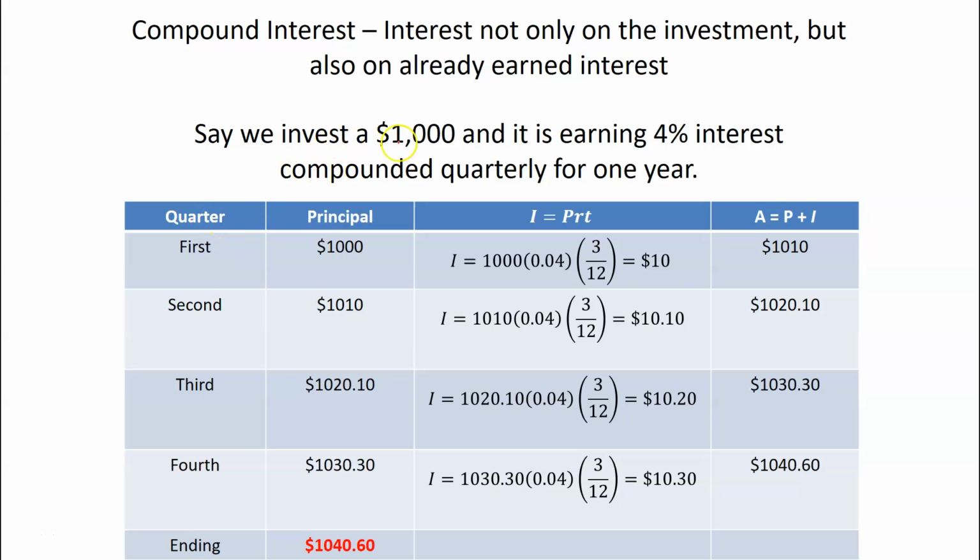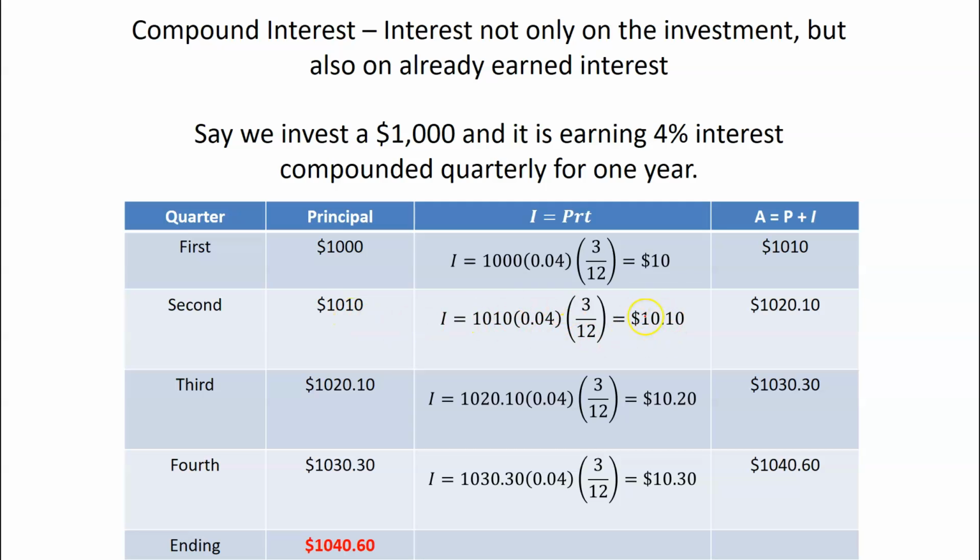Let's say that you've invested $1,000 at 4% interest compounded quarterly, so 4 times a year, for the first year. So we take a look, the first we start off with is $1,000, of course. Interest is principal times rate times time. There's that fractional period of time, just for one quarter would be 3 months. We end up with $10 of interest. So by the end of the first quarter, we have $1,010 to start our second quarter.